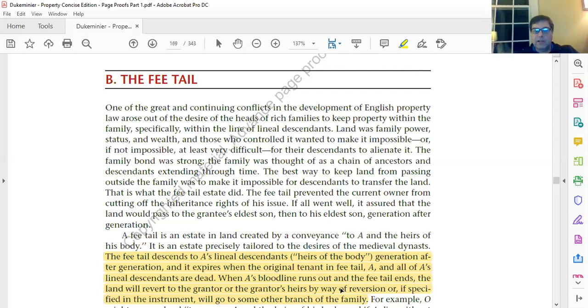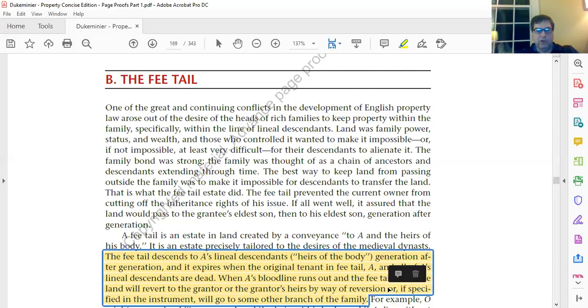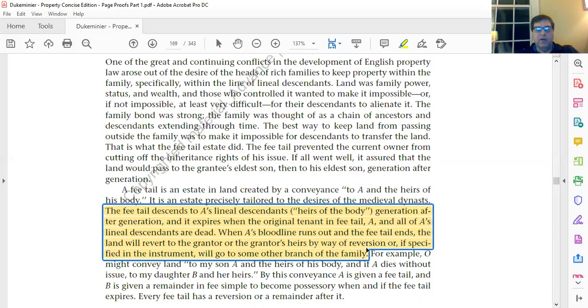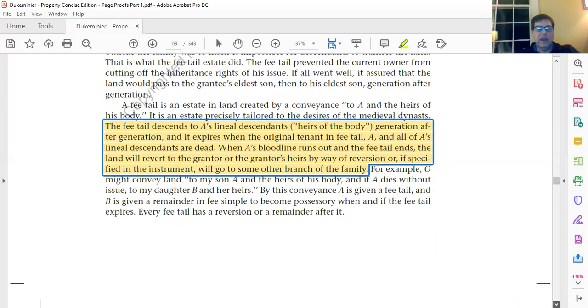At that point, the land will revert to the grantor if nothing was said, or if the grantor specifically retained a reversion, or it will go to the grantor's heirs if the grantor is no longer around, or if it was specified in the original instrument, it will go to some other branch of the family by way of a remainder interest. So that's the common law fee tail.